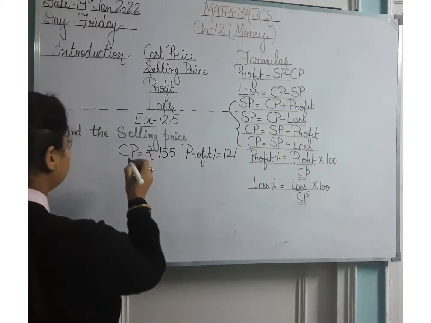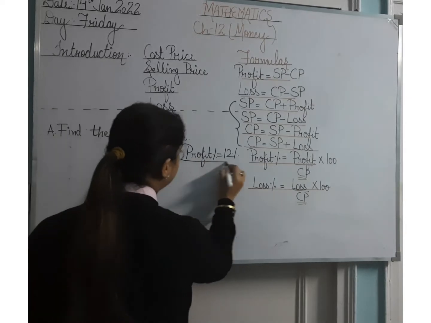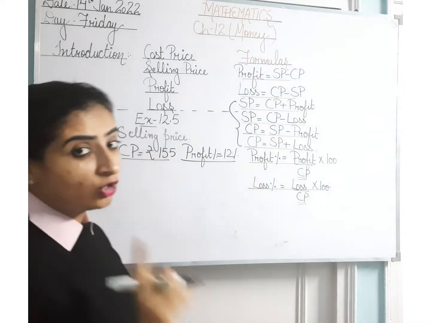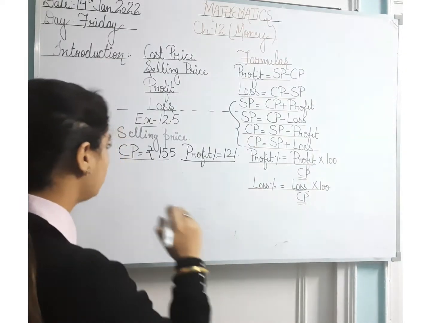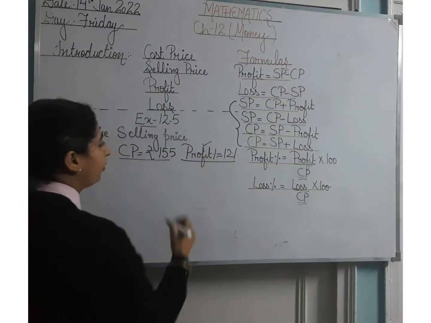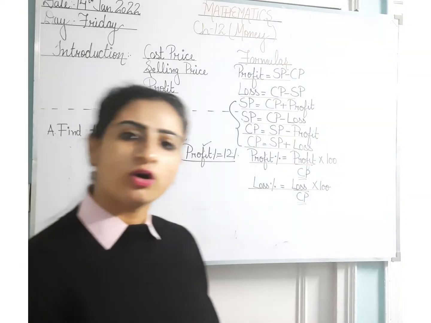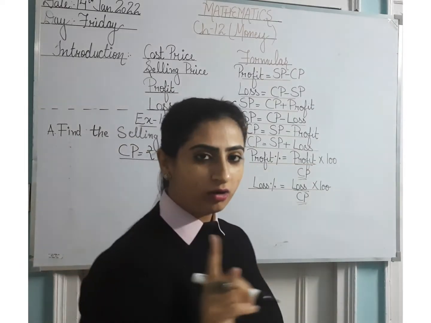In the question, what is given? Two things are given. Cost price is given and profit percent is given. Make sure you don't write it wrong. It is profit percent, not profit. Now, how to solve? You know, profit percent means always on CP. I told you, right? Always on CP.